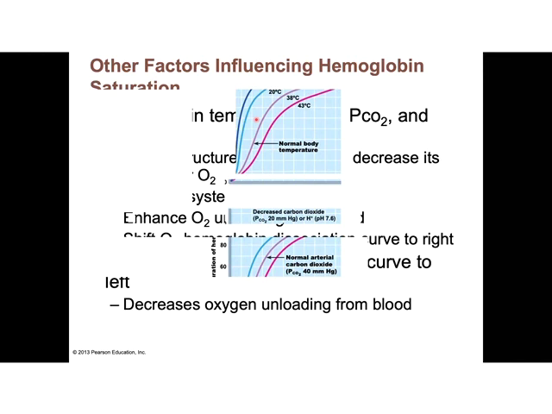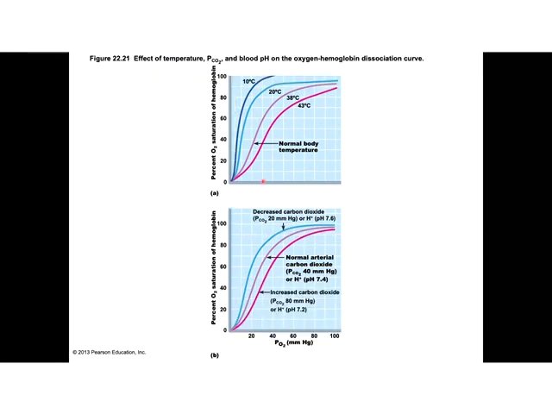Let's take normal body temperature here, 38, right? Now let's take higher temperature, 43, right? Look what happens to the affinity. Let's just pick the 50% level, which is going to be about here, right? All right, at a much lower oxygen concentration, right? But the 50% level here, right, is going to require a much higher oxygen concentration, okay? So you can see the effect of temperature. As the curve shifts to the right, the affinity goes down.